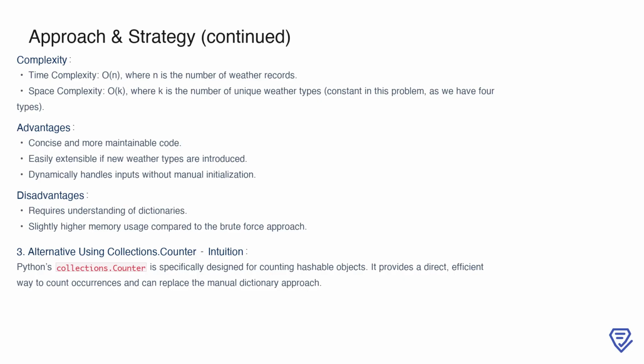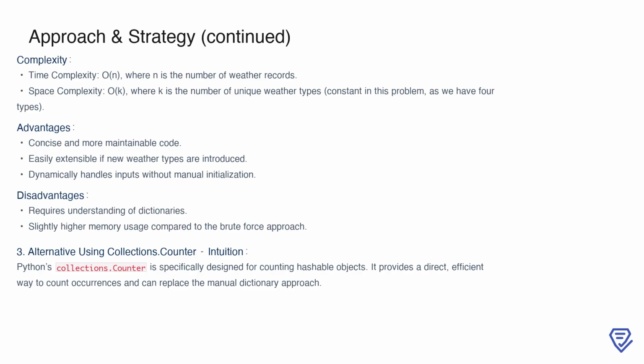Examining the complexity of the dictionary approach, we see that the time complexity remains O(n), just like the brute force method, since we still need to traverse the entire list of weather records. However, the space complexity is O(k), where k is the number of unique weather types. In this specific problem, k is constant because we only have 4 weather types, but this approach is still highly adaptable to other scenarios with more categories.